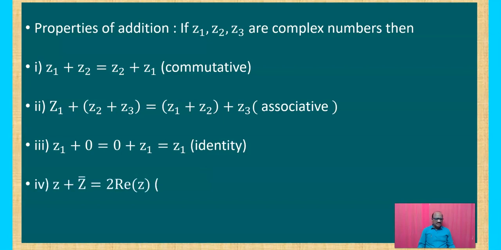Now z + z bar = 2 times the real part of z. You can verify it. Now (z1 + z2) bar = z1 bar + z2 bar.